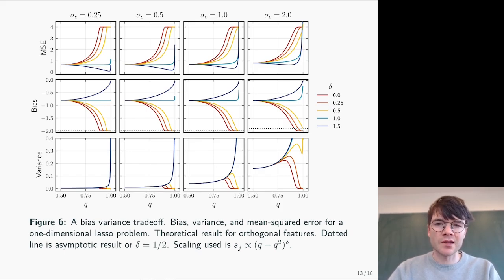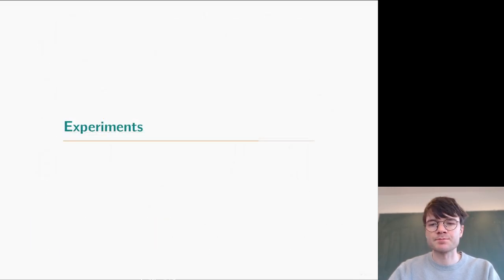So if you have a low noise level, then this bias is going to be more pronounced, but for higher noise levels, it's going to be less pronounced for the different levels of normalization. Now we turn to some experiments.